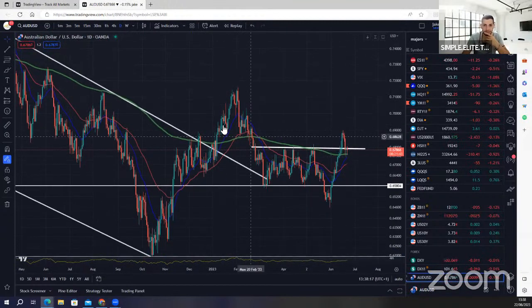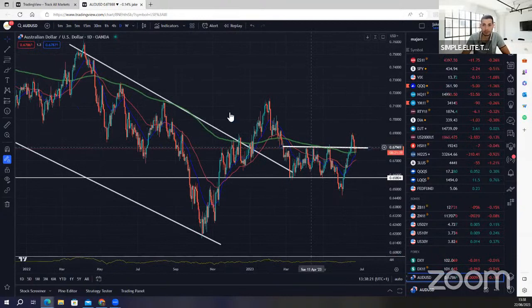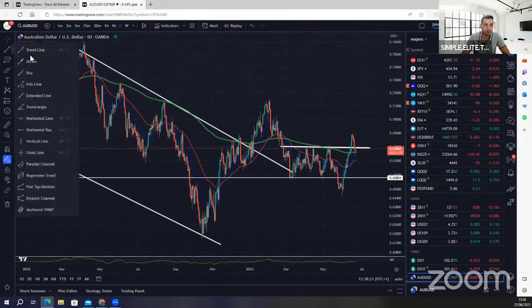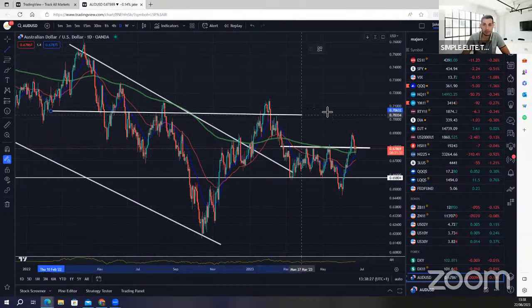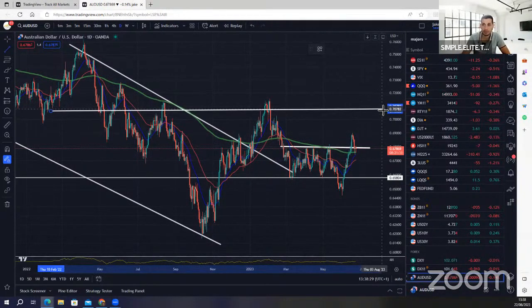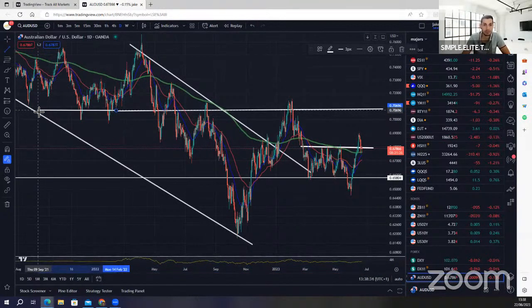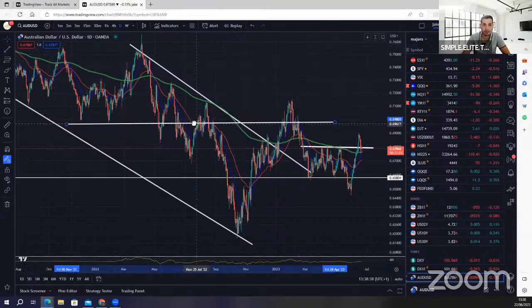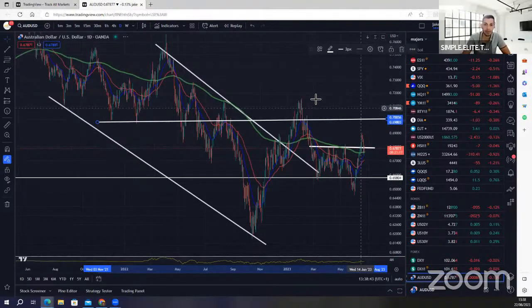Target wise, it will be this support, this interaction here. Around 70 would be the ultimate target.